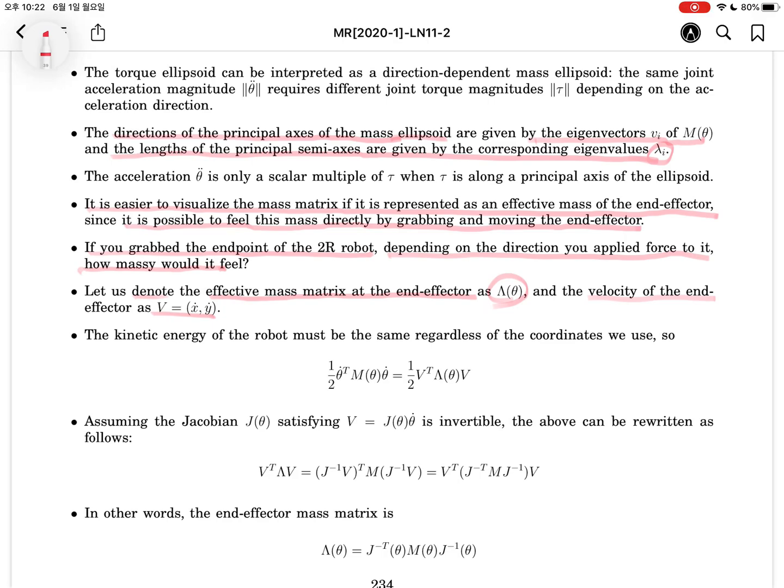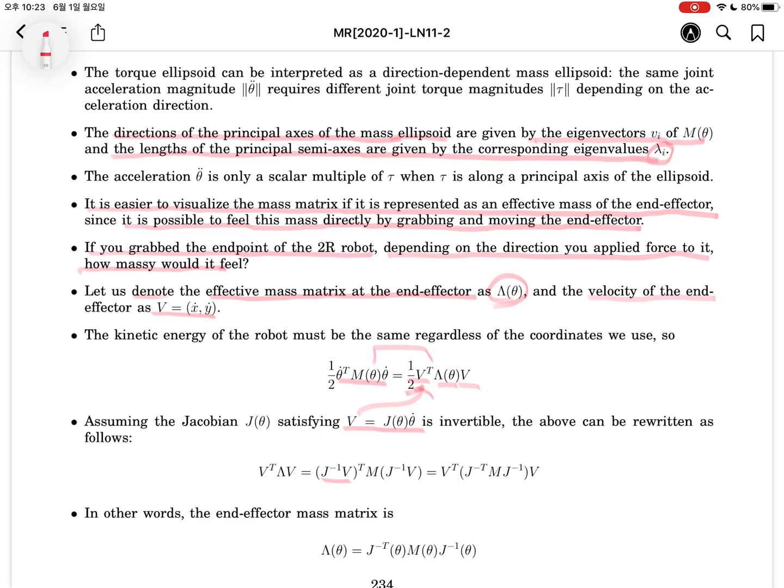Actually, energy is a scalar value, and energy is independent of the coordinate. So 1/2 zeta dot transpose M zeta dot is equal to 1/2 task space velocity transpose, task space inertia, task space velocity. It is independent of the coordinate. Both values are the same, because the physical system is the same. Assume the end effector velocity v is related to the Jacobian: v = J zeta dot. So it will be applied here.